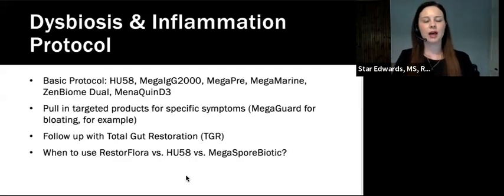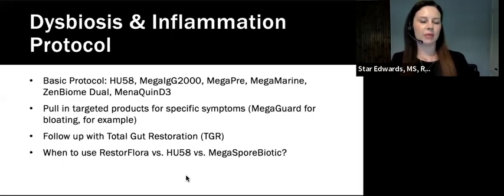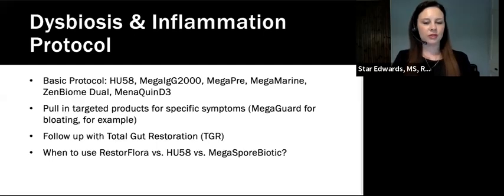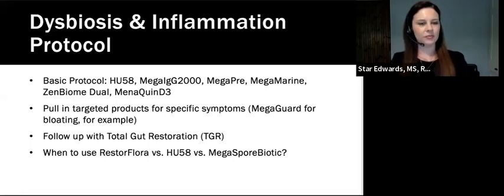And I'm curious to know how many of you use RestoreFlora, HU58, and Megaspore, and have preferences for when you would use each. I have my own preferences of when I would use RestoreFlora, HU58, or Megaspore. And typically when I'm seeing a BiomeFx for the first time, there are specific markers that I'm looking for. I usually start off with HU58 or RestoreFlora and then move into Megaspore after a few months. So what are your tips for when to use RestoreFlora versus HU58 versus Megaspore? And if you have no idea, feel free to say in the chat box that you have no idea, and please again connect with your rep so they can help walk you through that.